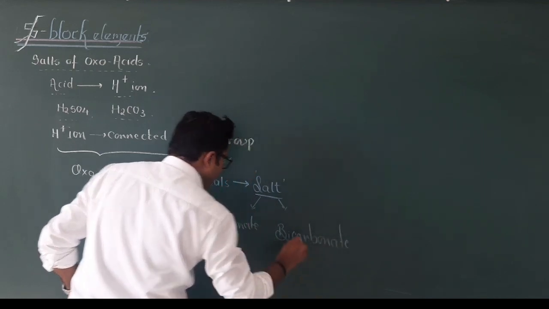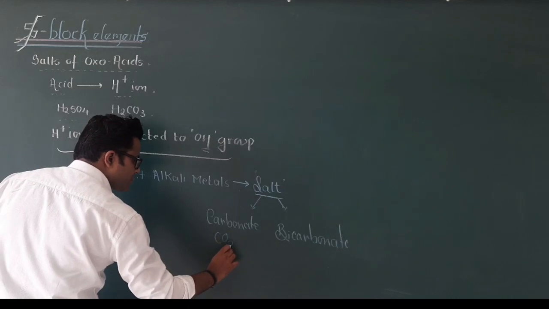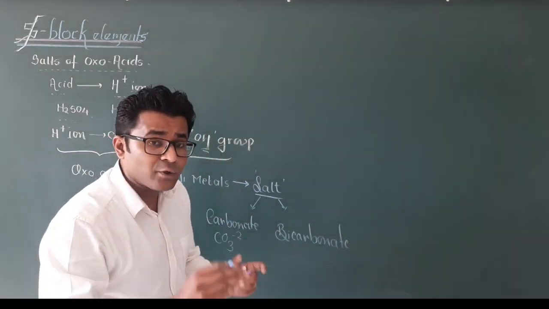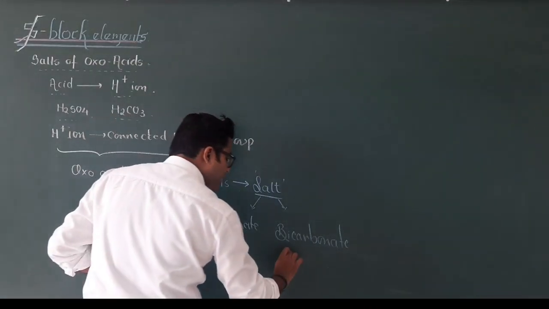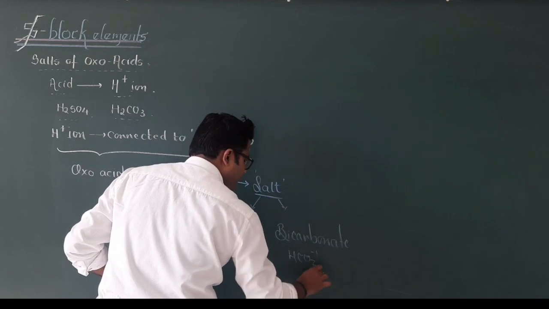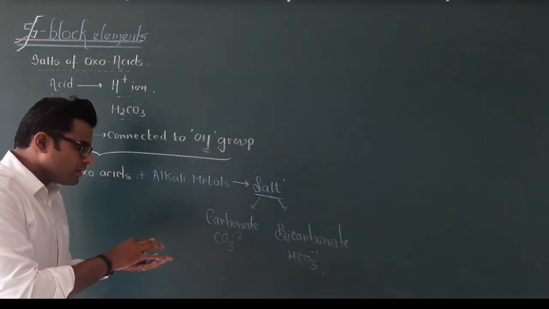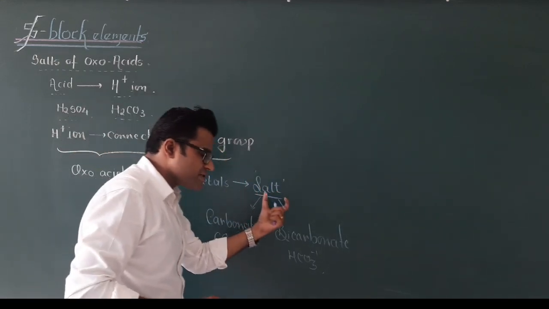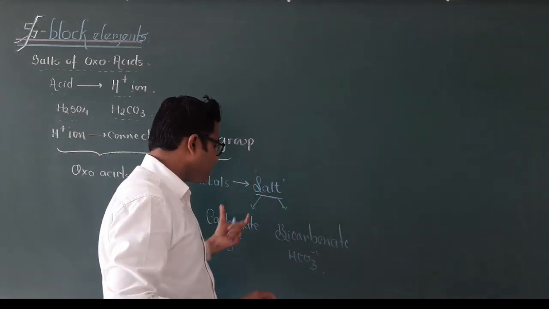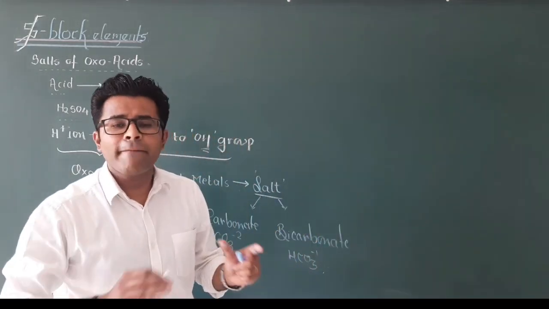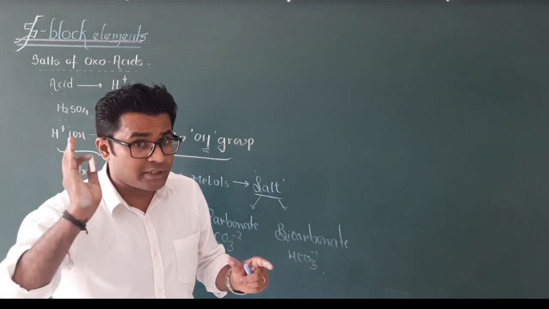Okay, now carbonate, CO3 2-, and bicarbonate, which we can also call hydrogen carbonate, that one is HCO3 -. Now whenever oxo acids react with alkali metals, they give us salts. The salt can be either carbonates or bicarbonates, and these are much more stable to heat.